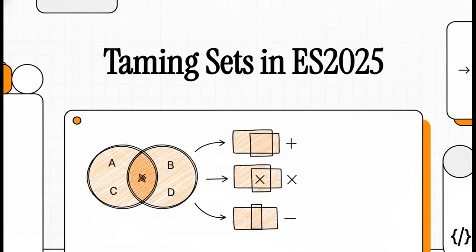If you've ever found yourself writing clunky boilerplate code to compare two lists of data in JavaScript, you're going to want to see this. A huge upgrade is coming in ES 2025 with native set methods. And believe me, it's about to totally change how you handle collections. This is the math that JavaScript has been missing for years.